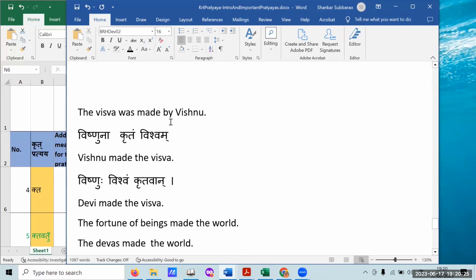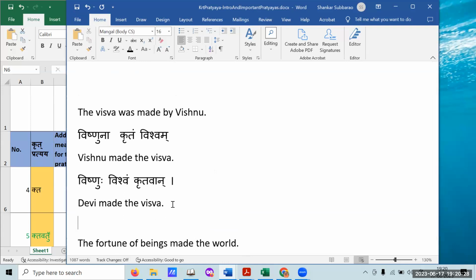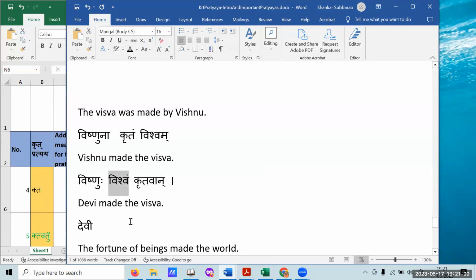All right. Then, Devi made the Vishwa. Somebody else, raise your hand. Devi made the Vishwa. Who's going to answer? Yes, Geeta. Unmute and answer. Devi Vishwam Kritavati. Yeah. So the point is what? Devi, Vishwam remains same. But what happens to Kritavat? What's the pratipadika here?